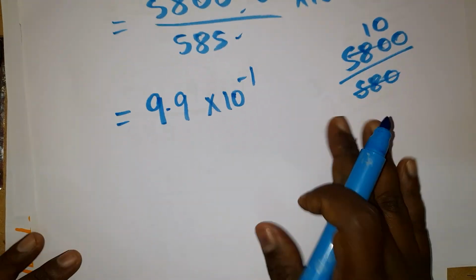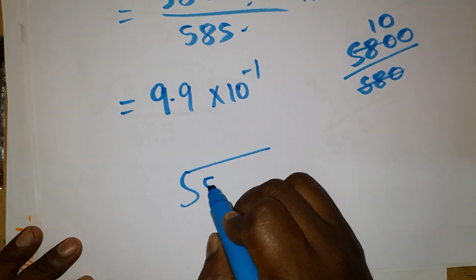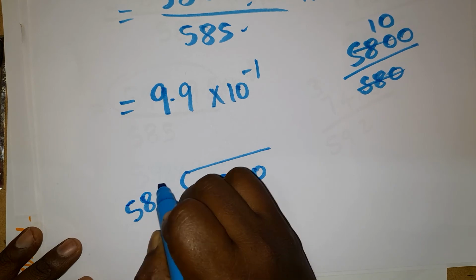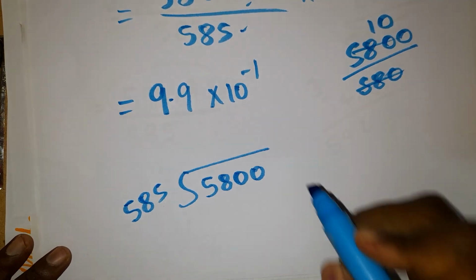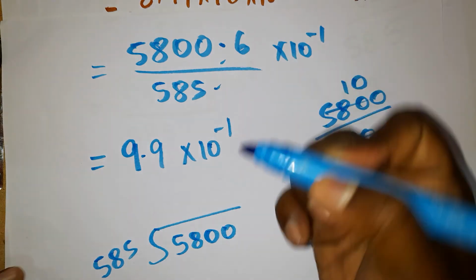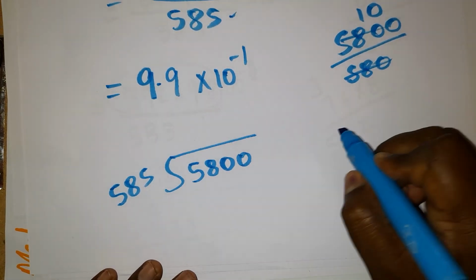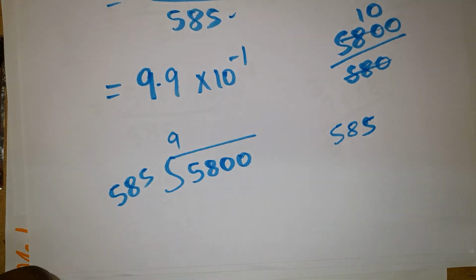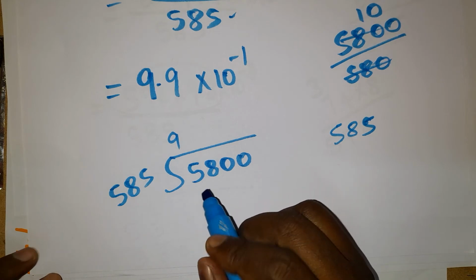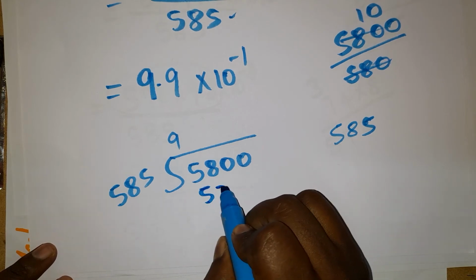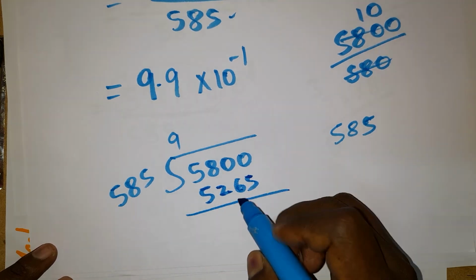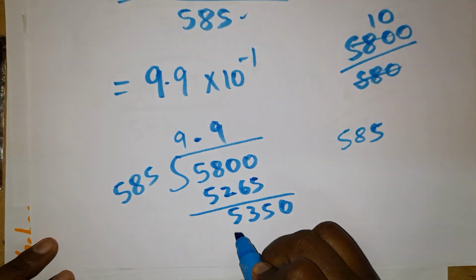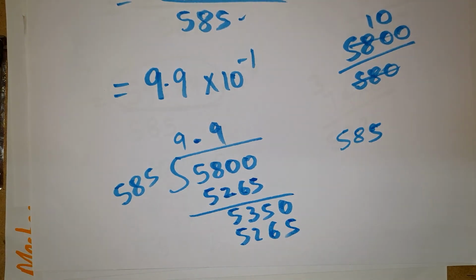If you want this calculation, that also I will show you. 5800, here will be 585. So this you can do as a normal division only. This is going to be 585 9 times, 585 it's going to be 9 times, what we can get now, 5265. Then the remaining answer we will get here 535.0, again 9 times 5265. This is the calculation we'll get.